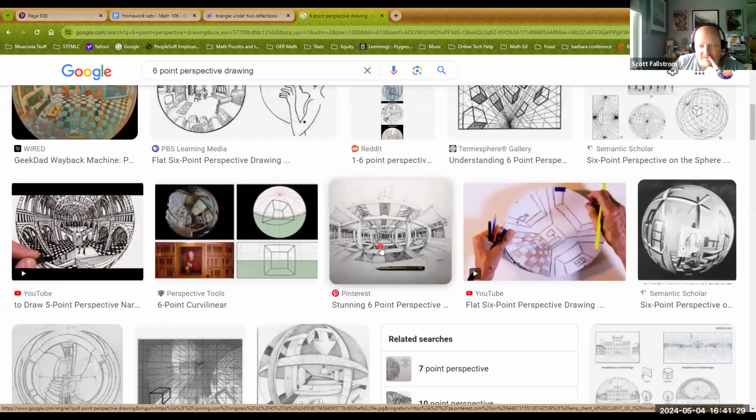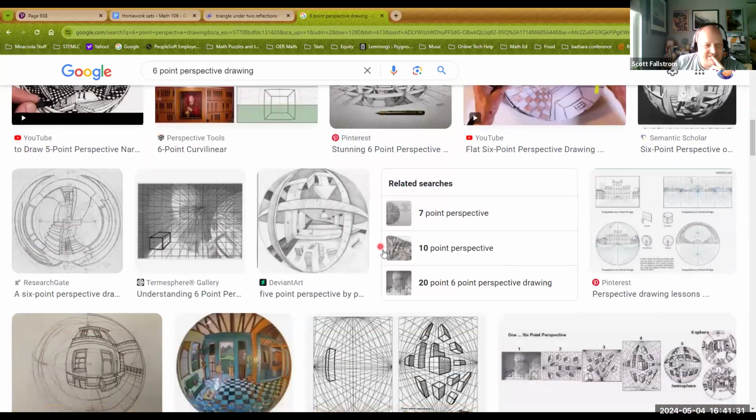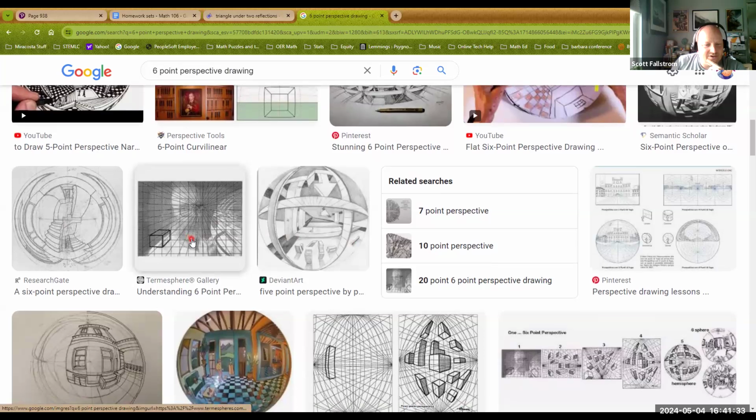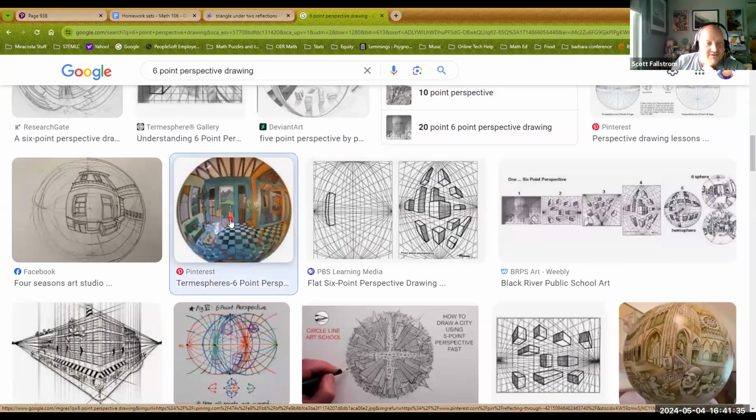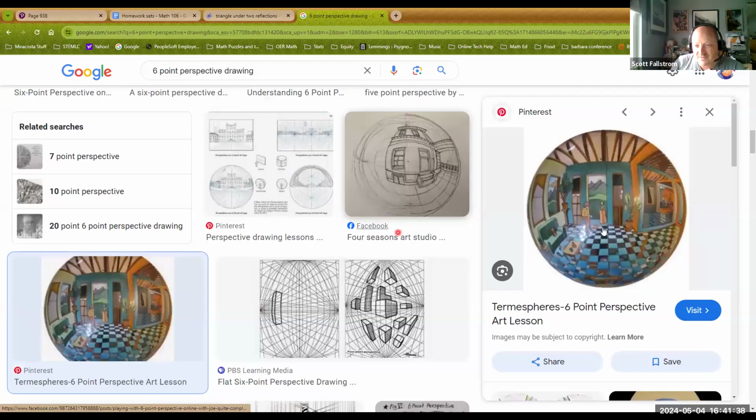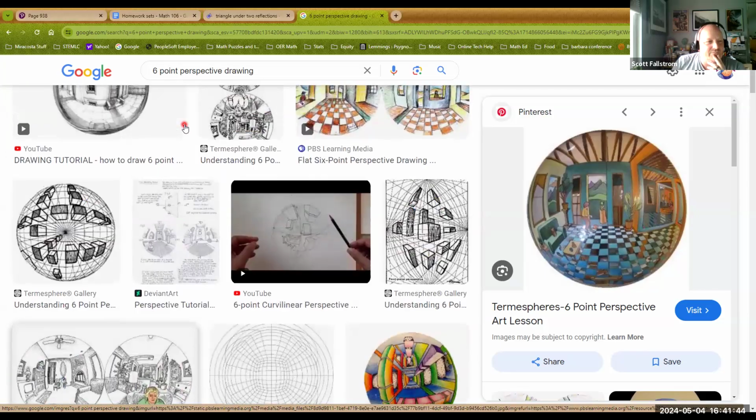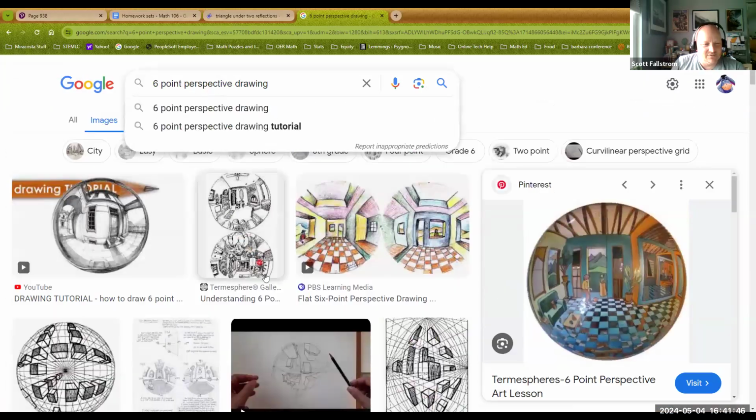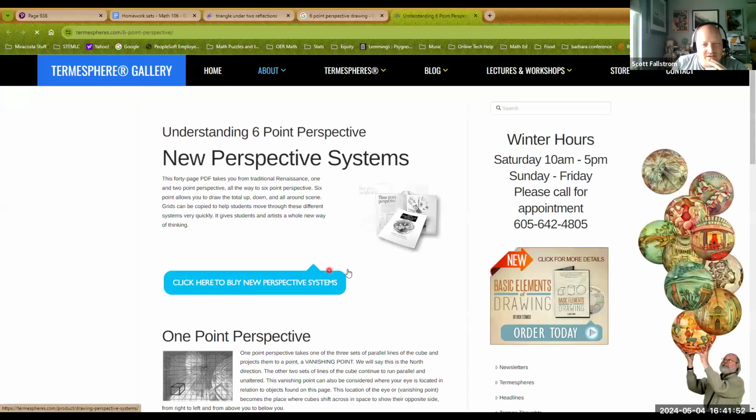I wonder if they have some of his stuff out here. This is the Termosphere Gallery. Oh my gosh, this guy was amazing. So Termosphere 6-point perspective. Let me see if I can find one of his. Termosphere Gallery, is this it? I wonder if it's still active. Yeah, this guy was great. I bought one of his things.